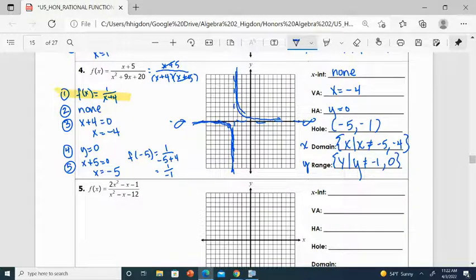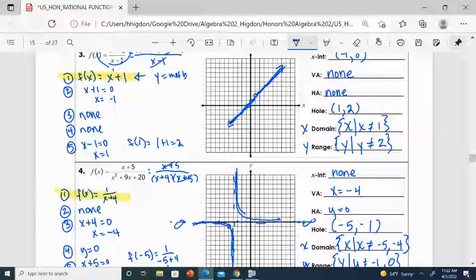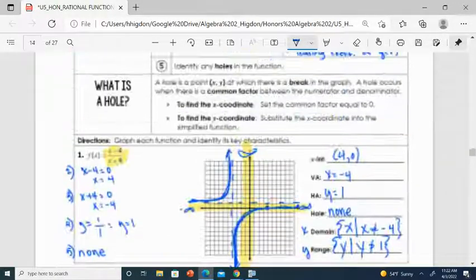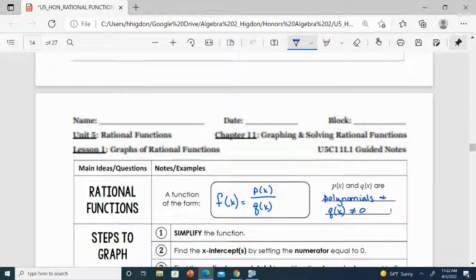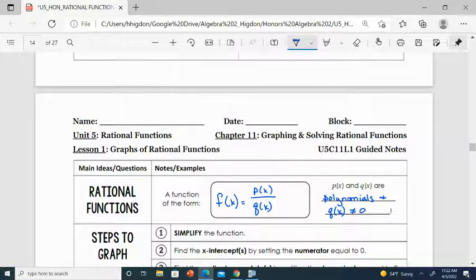All right. So those are the examples that I have for you for this lesson. Lesson number 1 in chapter 11 on graphing rational functions.